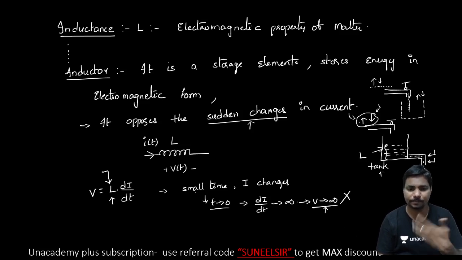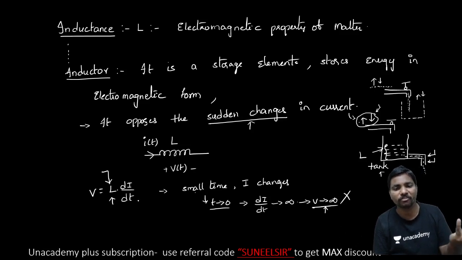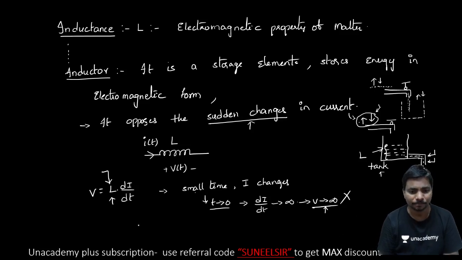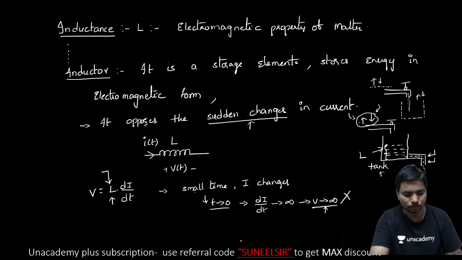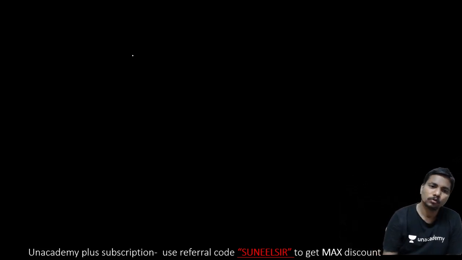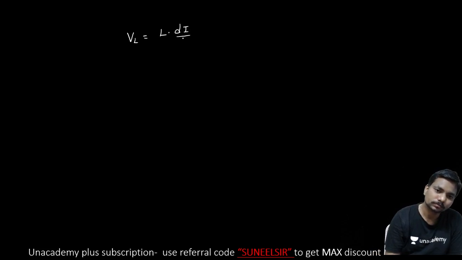If the time is high, for example, t tends to some 5 seconds, 10 seconds, we are getting the value. Then there is no opposition by this inductor. So from this I want to write again the formula. Voltage across the inductor is L di by dt.